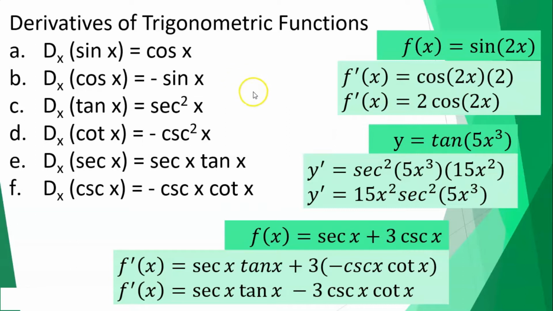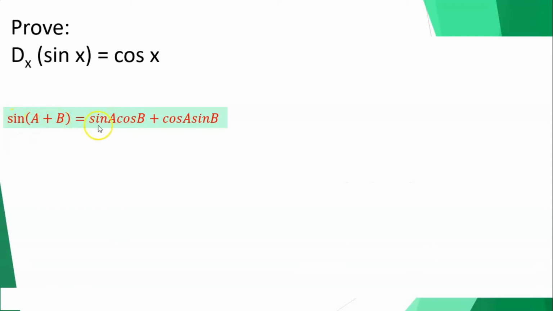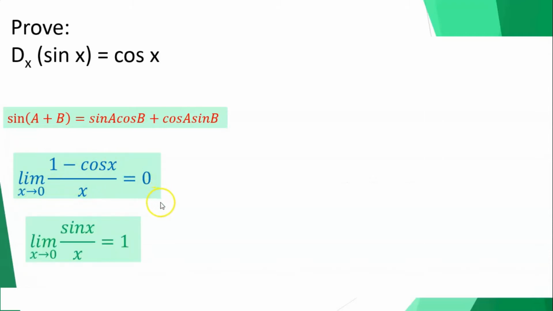Now, let's prove why the derivative of sine x is cosine x. So to do that, let's review some equations that will help us in proving. Now, given this general addition formula, sine a plus b is the same as sine a cosine b plus cosine a sine b. Another one is the special limits of 1 minus cosine x over x as x approaches 0 is 0. And the other one is the limit of sine x over x as x approaches 0 is equal to 1. Now take note, we had this in the previous lessons.